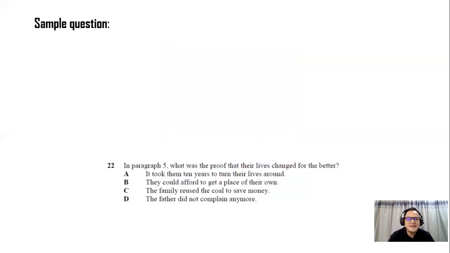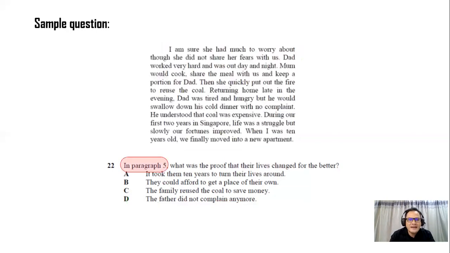Now let's look at question number 22. In paragraph 5, what was the proof that their life changed for the better? So we look at paragraph 5 and try to locate the information. But before that, let's look at the keywords in question number 22. So we have what? And then the phrase, the proof that their life changed for the better. So we can find a similar phrase here in paragraph 5. Our fortune improved.